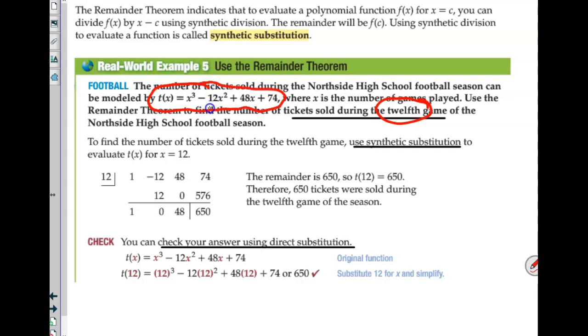But they decided it would be faster than typing a 12 in all of those places to do synthetic division. So they put a 12 in this box and did 1, negative 12, 48, and 74, the coefficients, brought it down, multiplied, added, and they got this remainder. That is the same thing they would have gotten if they did direct substitution.